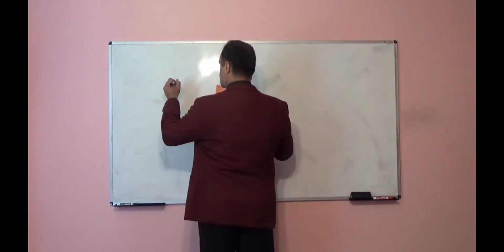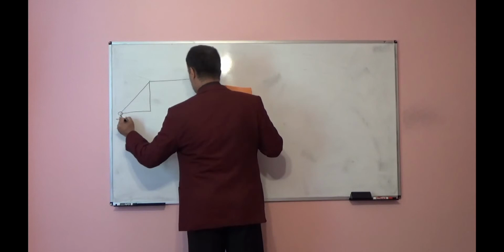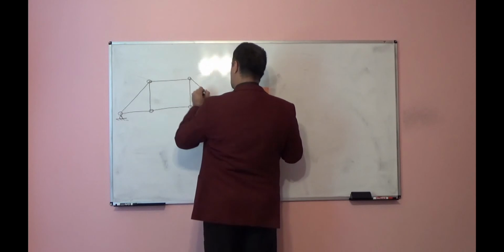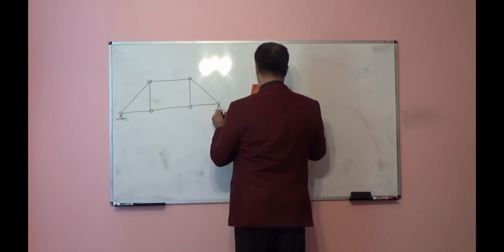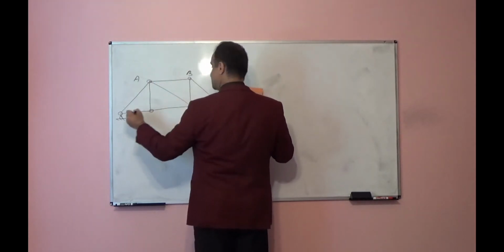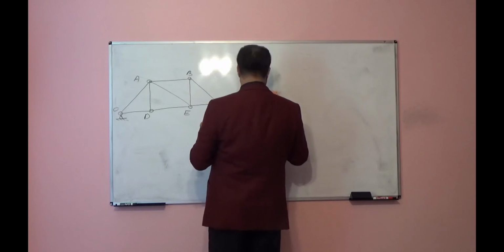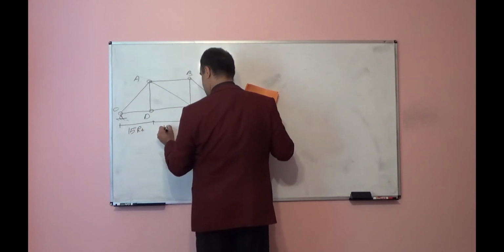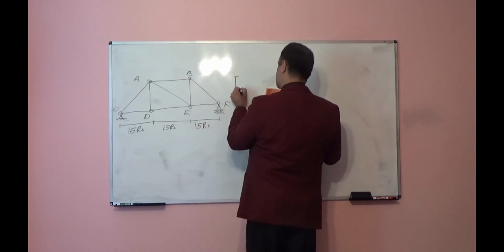Assume we have this truss. Joints A, B, C, D, E, F. Dimensions: each one is 15 feet, 15 feet, 15 feet. The height of this truss is 20 feet.